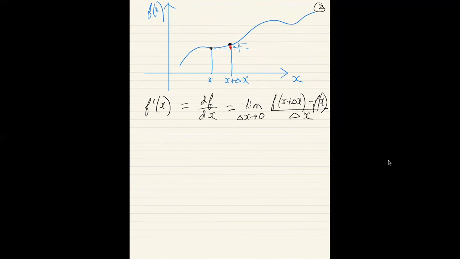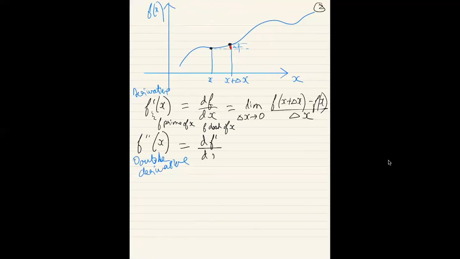We can go one step further. We can calculate not just the derivative of f of x, we can calculate the derivative of f prime of x. So this is pronounced as f prime of x, or f dash of x. You will see people using different names. We can also calculate what is called the double derivative. So this was the single derivative, and we can also calculate the double derivative, which will be given by d of f prime by dx.